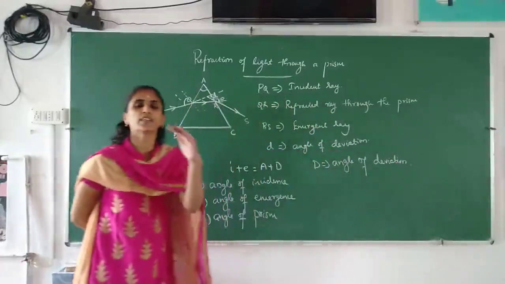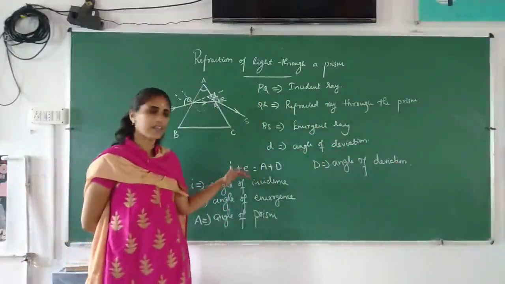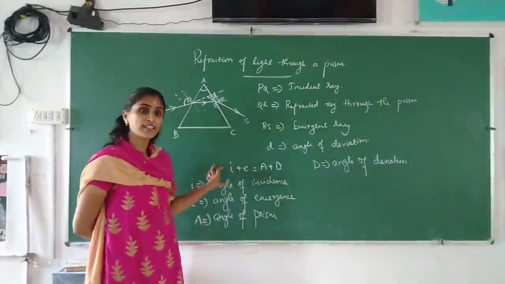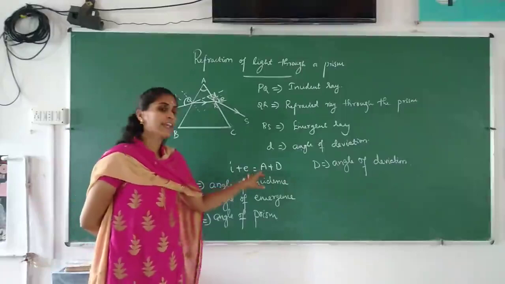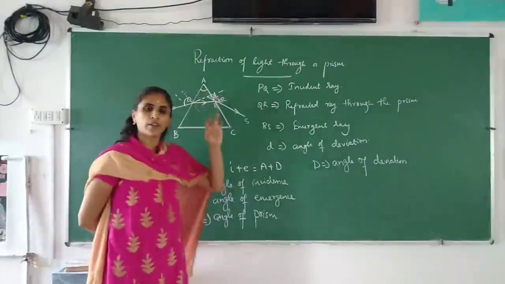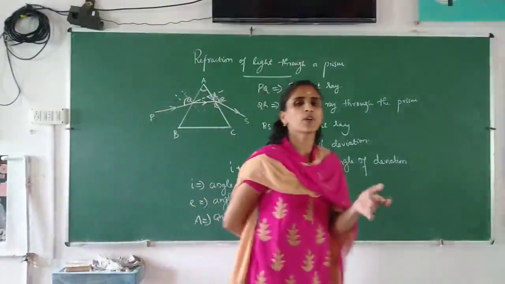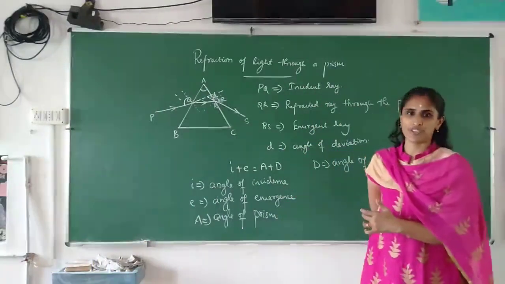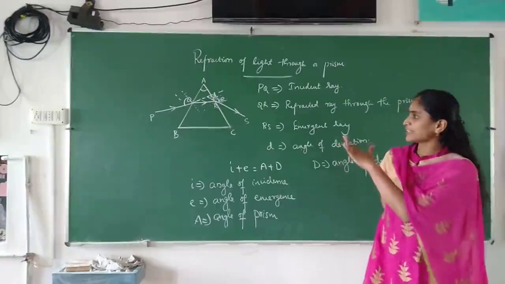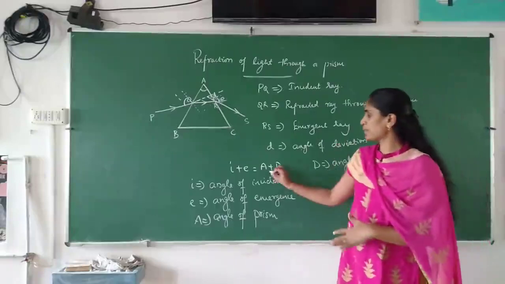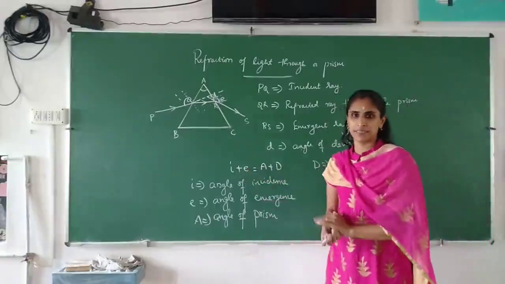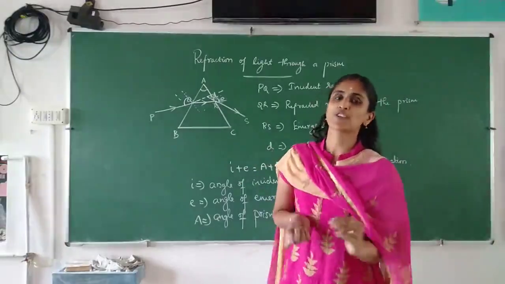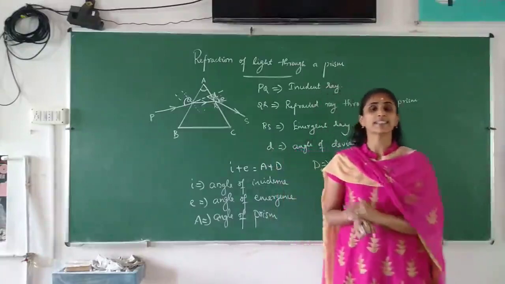When you do that activity, you can observe that I plus E is equal to A plus D, where I is the angle of incidence, E is the angle of emergence, A is the angle of the prism. If it is an equilateral prism, the angle of the prism will be 60 degrees, and D is the angle of deviation. If you do this activity, you can observe the relation A plus D is equal to I plus E. Is it clear? All of you understood what is meant by refraction of light through a prism and why there is deviation.